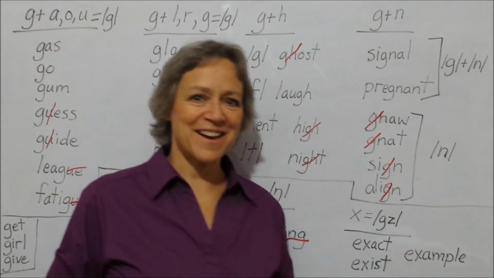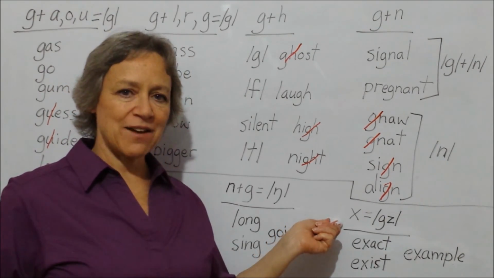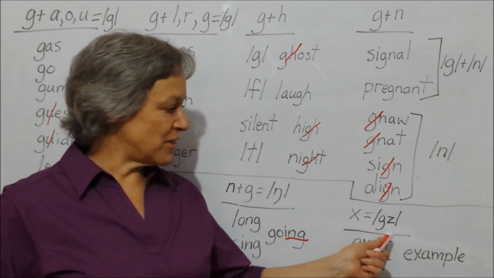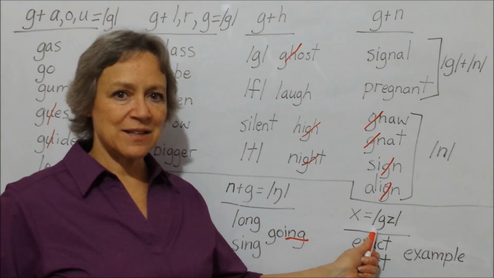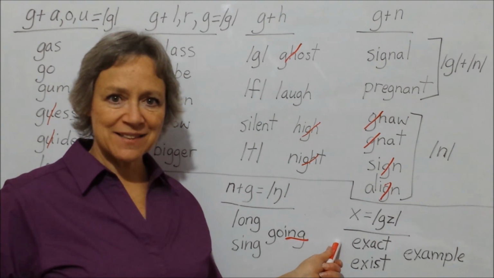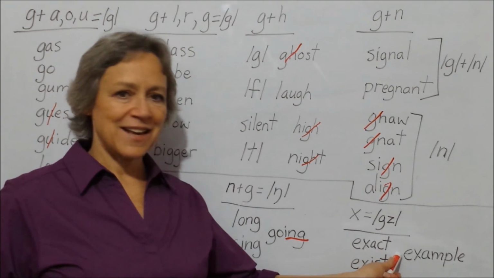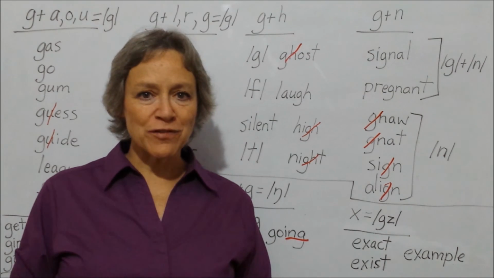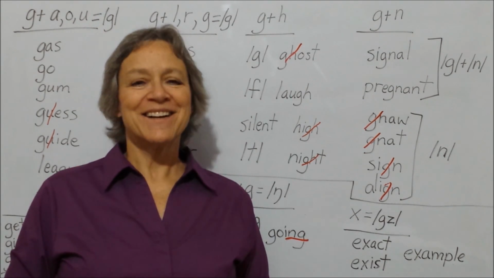And back to this side, I showed you with the letter X, we can have the G sound. If we do have the G sound, we also have the Z sound, okay? X sounds like G, Z, as in the words exact, exist, and example, okay? So that's a bit of an overview, a summary of the words that I've given you so far. Okay? Let's move on.